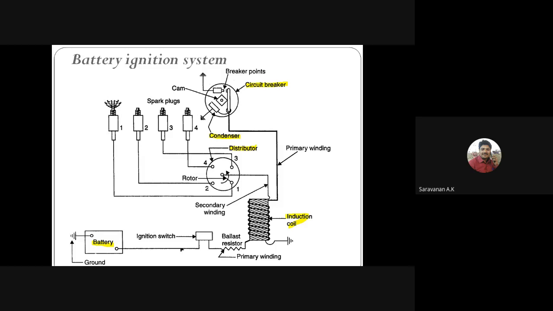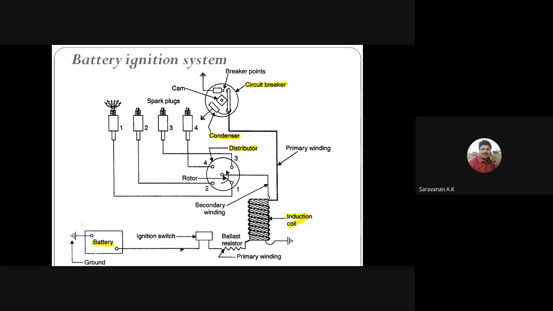The first one is the battery. We always know what a battery is: it is an electrical storage device. Whenever electrical energy is required, we can get it from the battery. The battery stores the electrical energy in the form of chemical energy, and whenever we require electrical energy, the chemical energy is converted into electrical energy. That is called a battery.